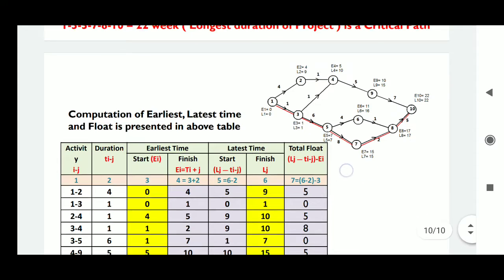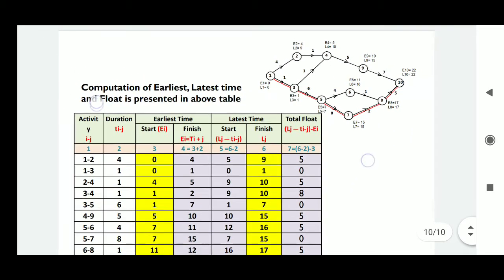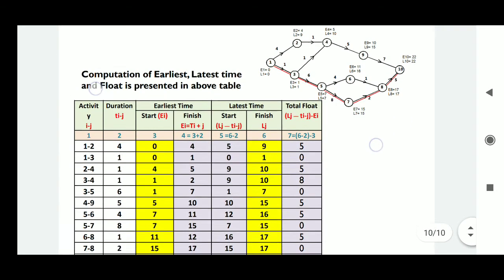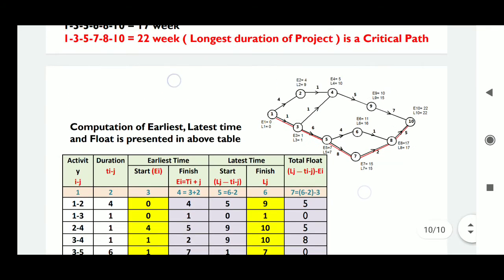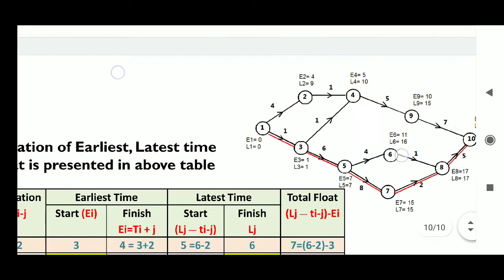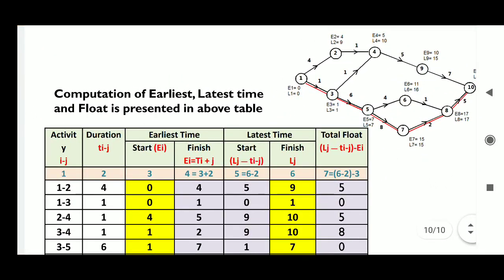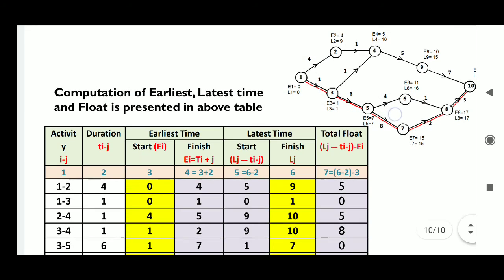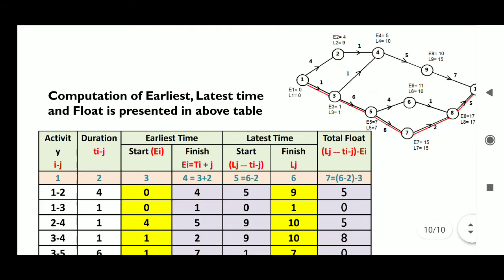Now what is the meaning of this table? What is the significance of this table? Now see the activity, suppose the activity 2 4. By observing the activity 2 4, the earliest start time for the activity 2 4 is 4.